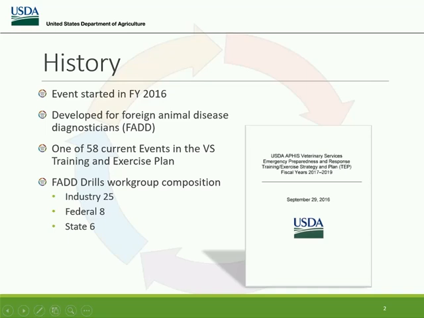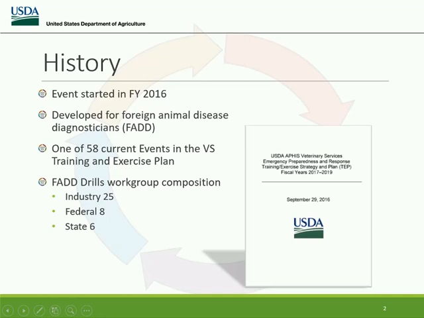On the FADD drill work group, that meets monthly, there are 25 industry representatives from dairy, livestock markets, beef, swine, and other aligned industries that contribute. There are 8 federal members, several of them are foreign animal disease diagnosticians, and for state there are 6 participants, and again, several of those are foreign animal disease diagnosticians.